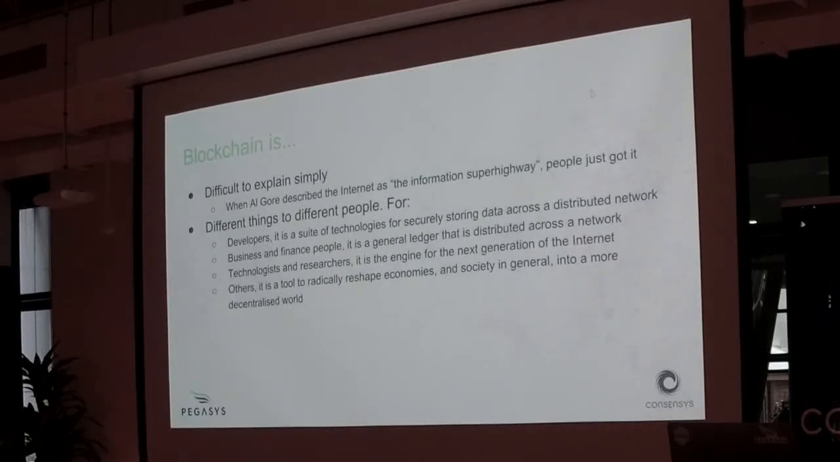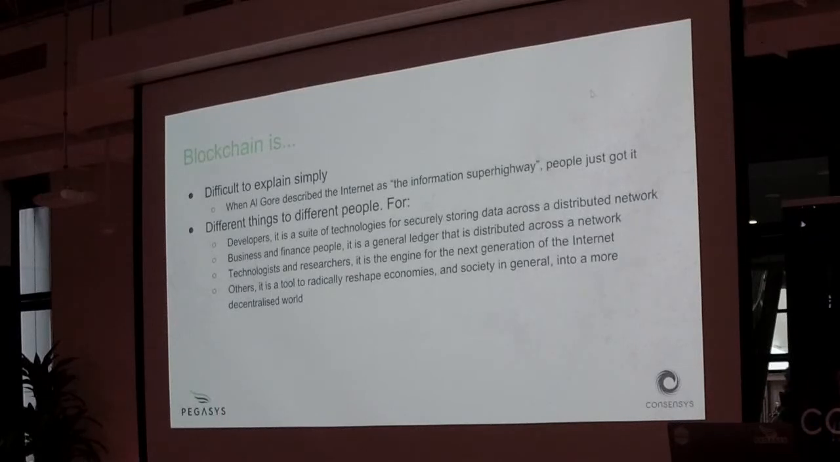For those of us old enough to remember when Al Gore made his famous statement about the internet, he was saying that it's the information superhighway. And you know what? People just said, oh yeah, I get that. That makes sense. Unfortunately, with regards to blockchain, it's not quite that simple. There's a little bit more additional information that we have to explain when we're talking about blockchain.